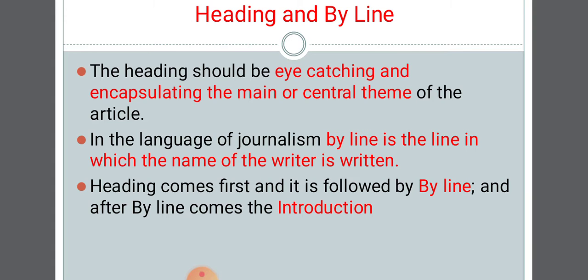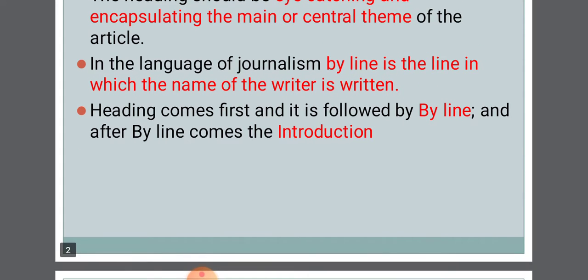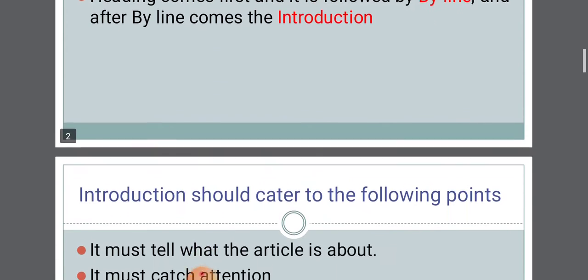In the language of journalism, the byline is the line in which the name of the writer or author is written. Just below the heading on the left-hand side, you may write your byline, that is, by whom it is being written. Now, the heading comes first and it is followed by the byline, and after the byline comes the introduction.